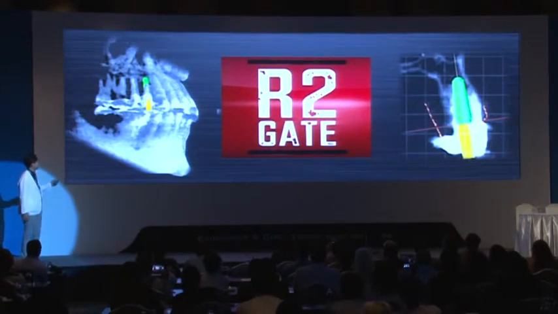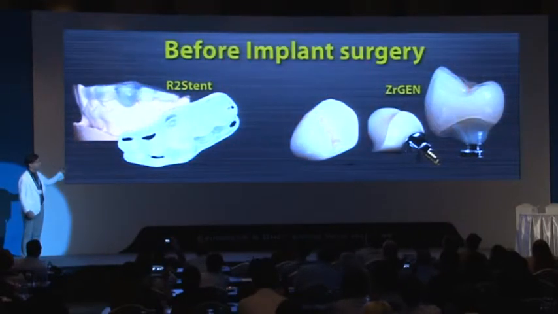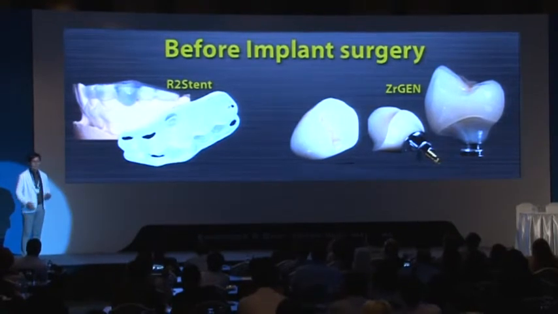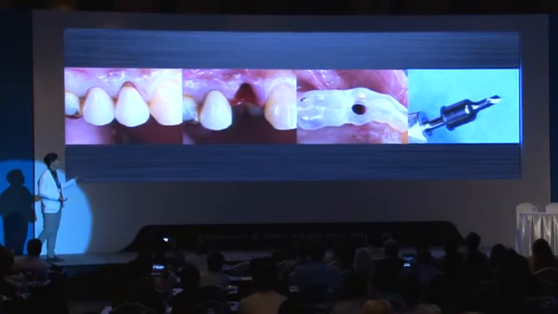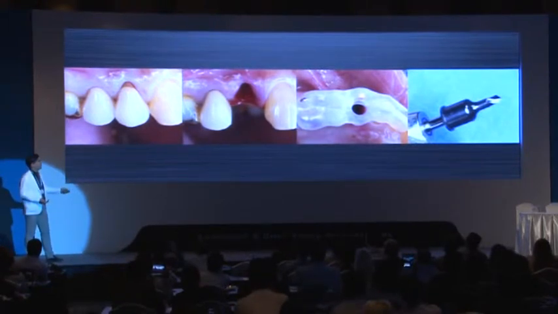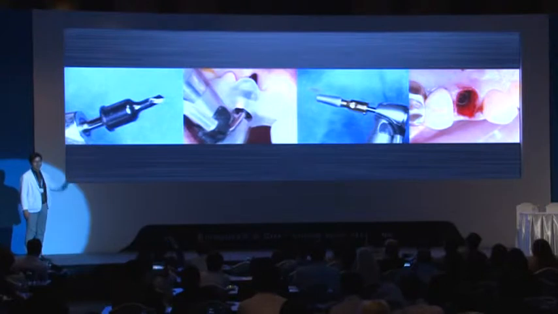So we place the implant, and then we make these three components before surgery. It takes only 1 week, and then we start the surgery like this. Extract the tooth, place the R2 stent in the operation site, pick up the drill, and just drill according to the R2 stent.